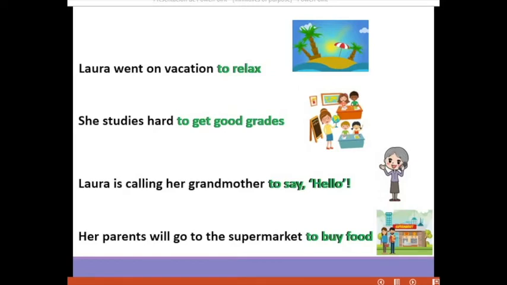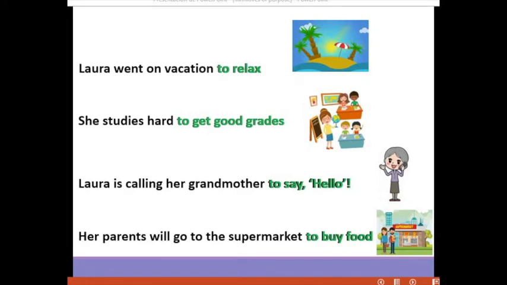As you can see, in the color green, we have some words. We have to relax, to get good grades, to say hello, to buy food. We call this section infinitive. This is an infinitive. And in this case, we use infinitives to explain something, to explain a reason. Why do you go on vacation? To relax, for example. Okay? So we say to relax, to get good grades. These are infinitives to explain something, to explain a reason.